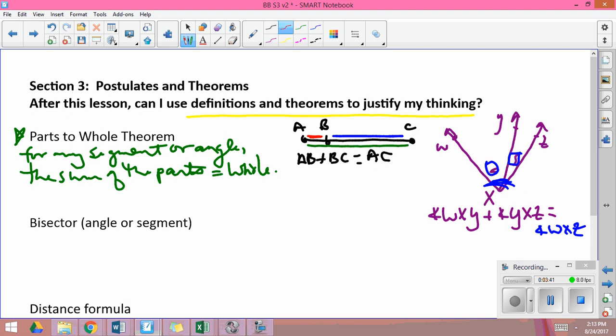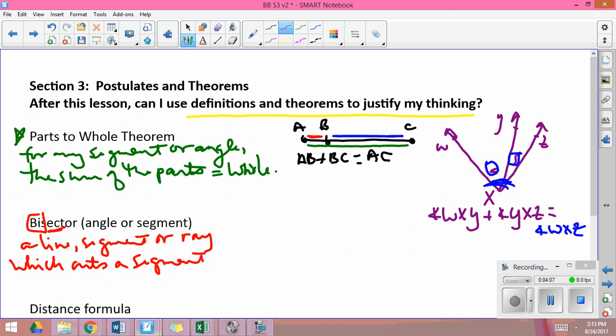Now, bisector, the word bi means to sect. If you dissect, you cut it. So this is where we are going to cut exactly in half. It's a line, a segment, or ray, which cuts a segment or angle exactly in half. Two equal parts. So if you see the word bisector, you know you have equal parts. Now they might add together to make the whole. Parts to whole will still work. We always want the most specific information. And saying that two pieces are equal is more powerful than saying they add together to something bigger.